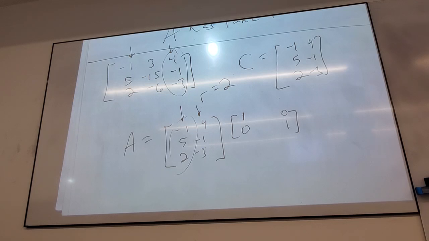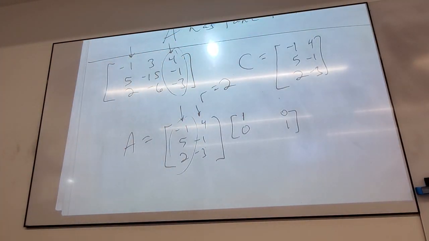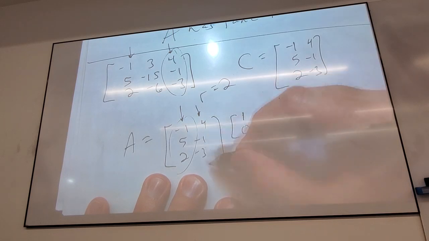How do I construct the middle column again? What do I need? How many of? 3. I need 3 of the, well, how much? Say, negative 3 of the first column. Do I want to add any of the second? No.